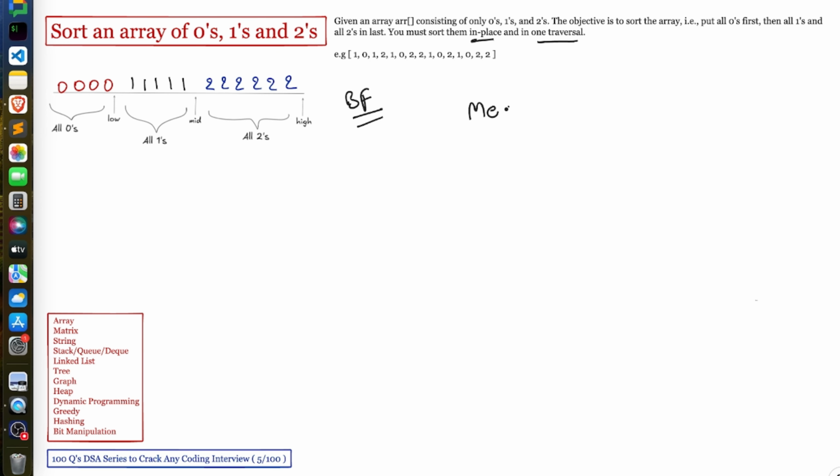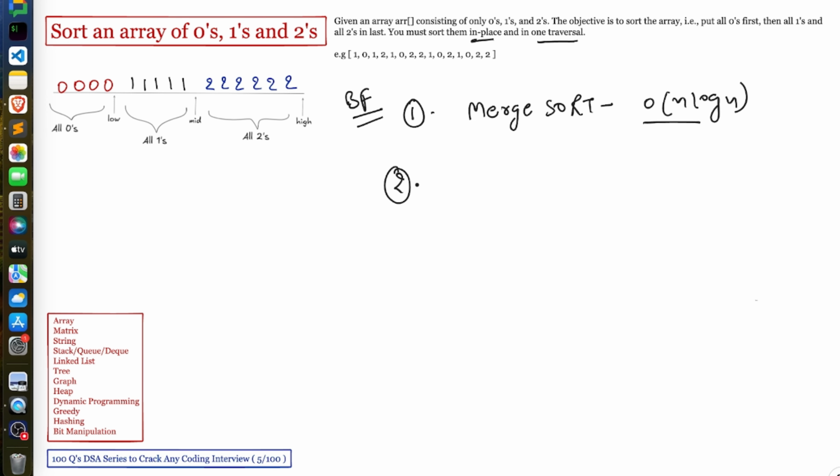Let's say you are using merge sort, right? So the complexity would be order of n log n. But this is not optimized. We can do much better than this one. So the thing is, if you observe this question carefully, the numbers could be either zeros, ones, and twos, right? Which is just three. So as an optimization of it, this is the first brute force approach.